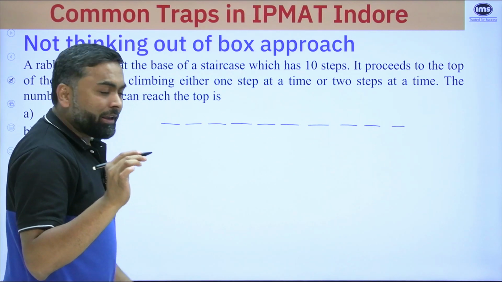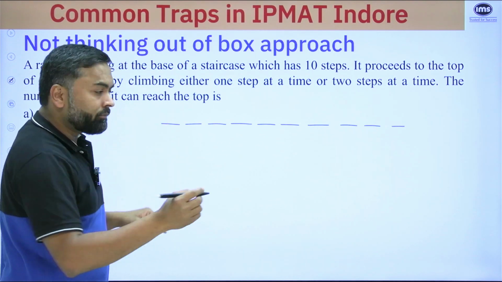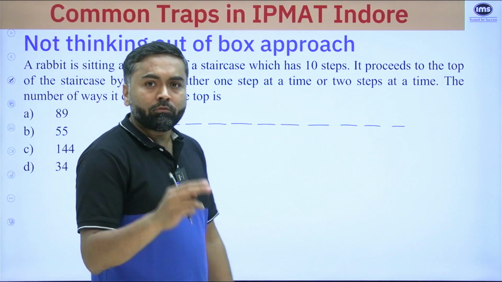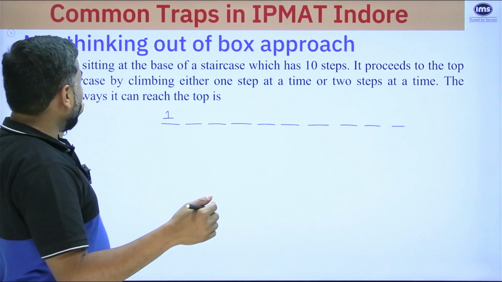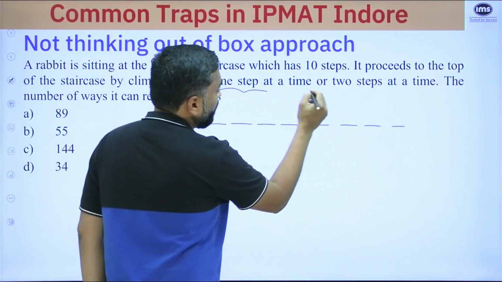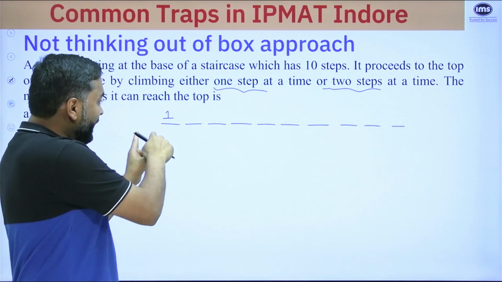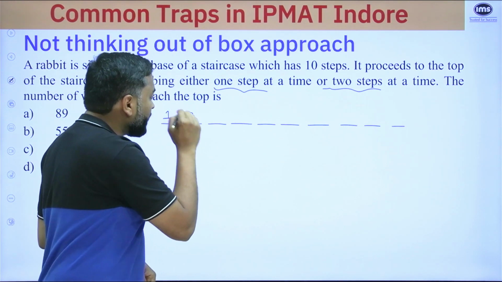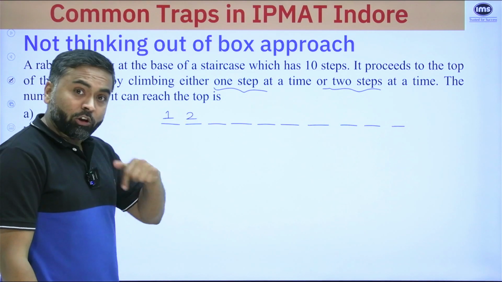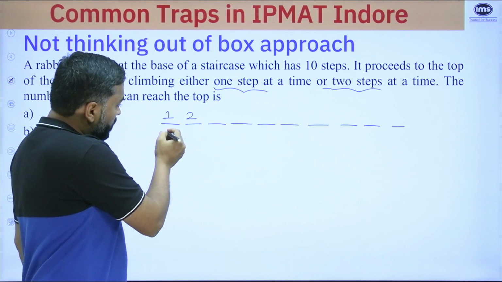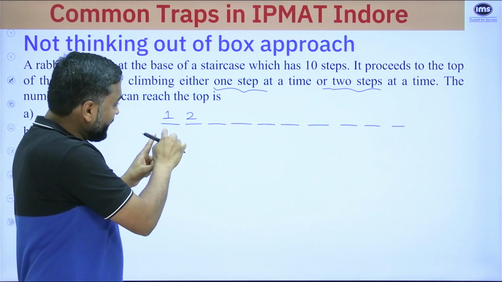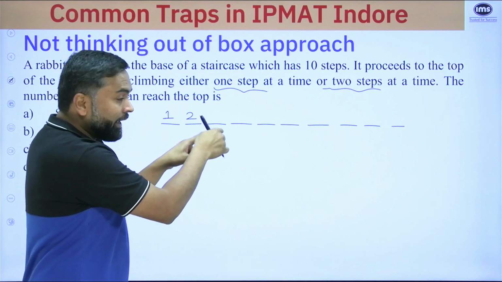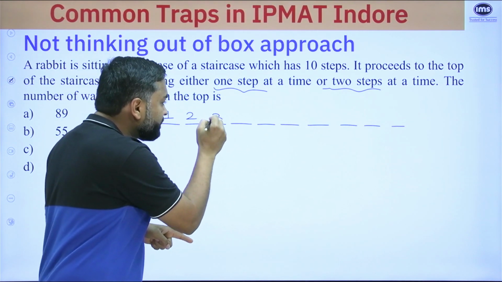Now, in how many ways can the rabbit reach the first step? In exactly 1 way. In how many ways can it reach step number 2? It can take either 1 step or 2 steps. So it can directly jump to the second step, or go to the first step and then go to the second step. So there are 2 ways, correct? In how many ways can it go to the third step? It can take 1, 1 and 1, or come to the first step and then directly jump 2, or directly jump 2 and then come here by taking 1 step. So there are 3 ways of coming.